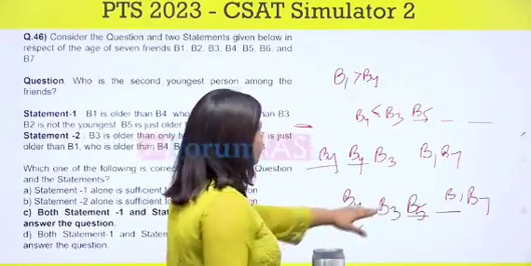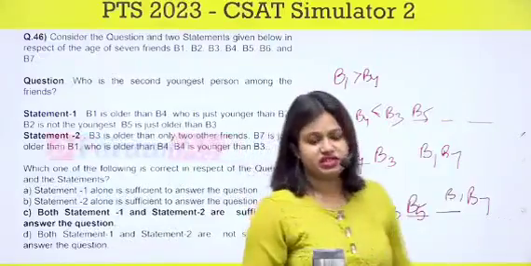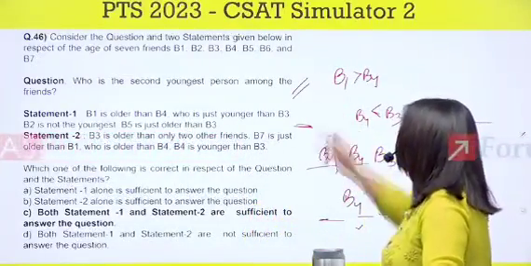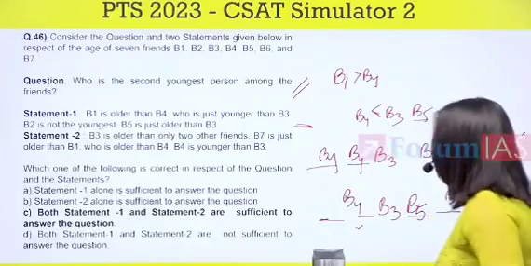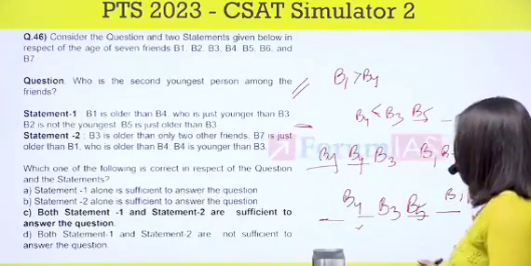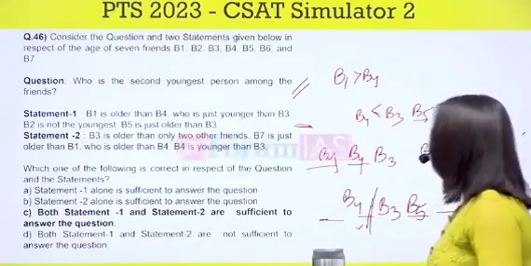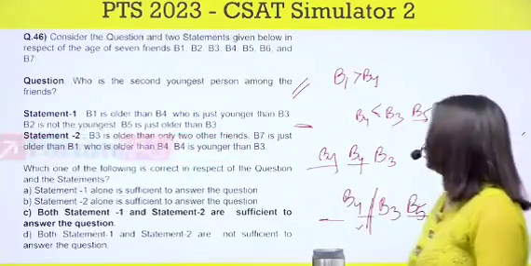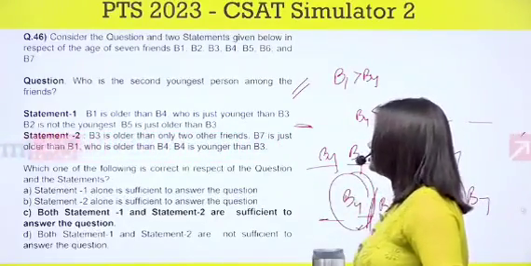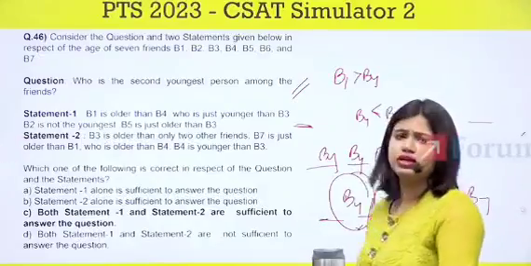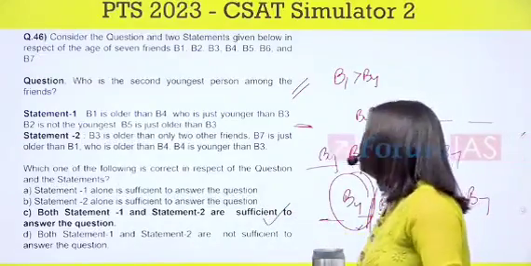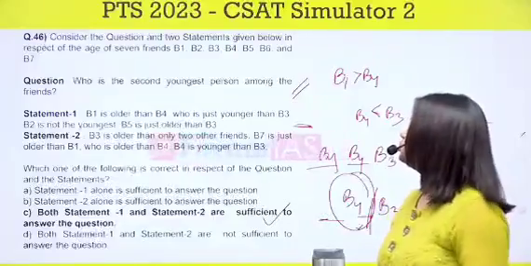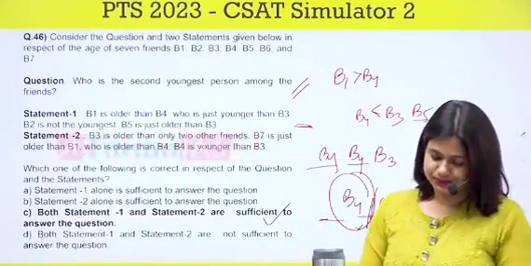Okay, so B4, B3, B5, B1, B7 I have established. They are asking you who is the second youngest person among the friends. So right now I am able to identify that B4 has to be somewhere here, and because of that I know where B4 is placed. Other than that I don't know anything else. So both these statements are enough to answer the question, right? So that is question 46.